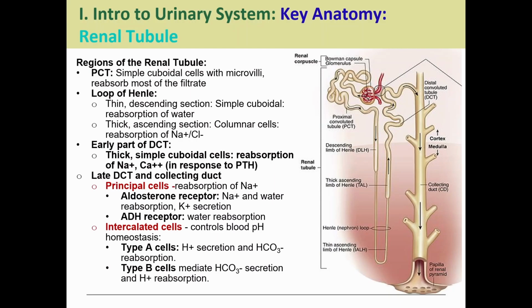Now, as we enter into the distal convoluted tubule, we're back to thick, simple cuboidal cells. We're going to reabsorb more sodium. We're also going to reabsorb calcium, and this is in response to our parathyroid hormone. Then when we get towards the end of the DCT and towards the collecting duct, we have principal cells that reabsorb sodium. We have aldosterone receptors, which respond to the hormone aldosterone to help us reabsorb sodium as well as water, and to get rid of potassium.